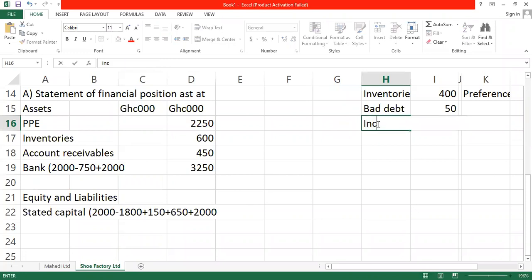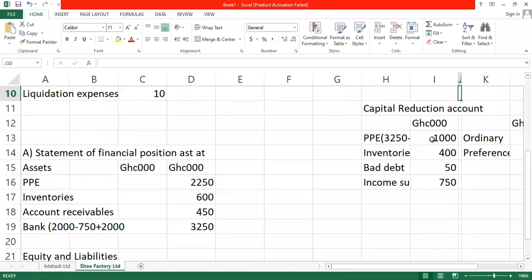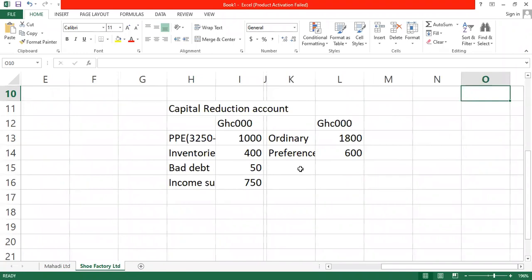So income surplus of 750. Since we are assuming that our equity shares will increase by 2,000 two times, isn't it? One is the capital injection, one is the rights issue. So let's come here and add the two sides. Which of them is higher?